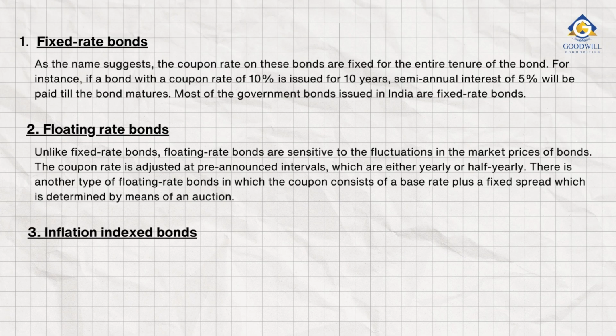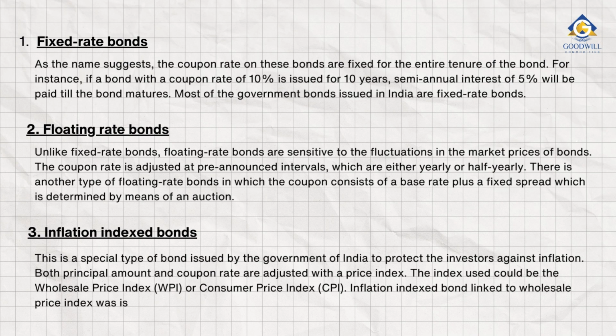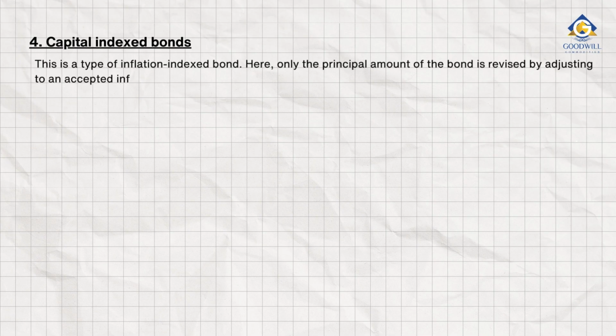3. Inflation-indexed bonds. This is a special type of bond issued by the Government of India to protect the investors against inflation. Both principal amount and coupon rate are adjusted with a price index. The index used could be the Wholesale Price Index, WPI, or Consumer Price Index, CPI. Inflation-indexed bond linked to Wholesale Price Index was issued by RBI on behalf of the Government of India in June 2013.